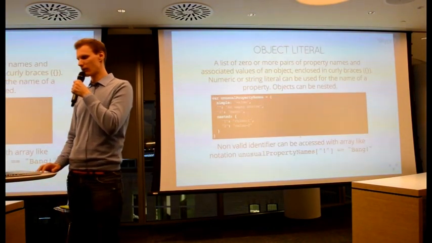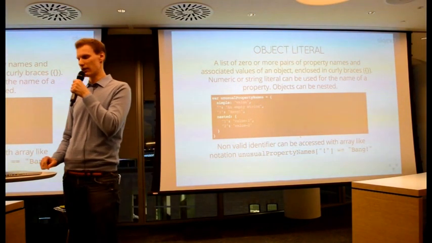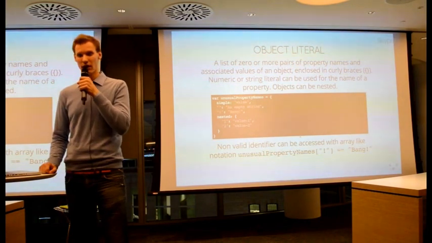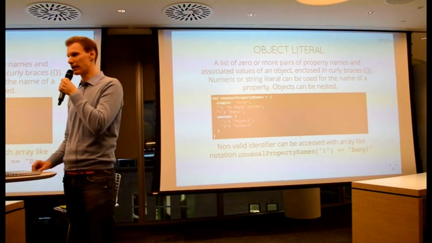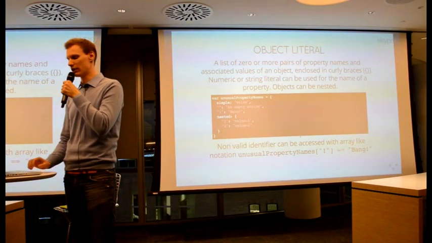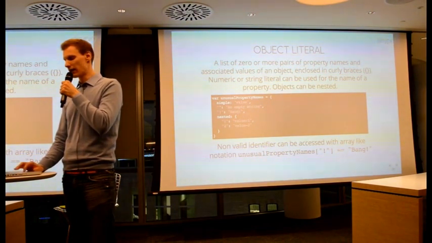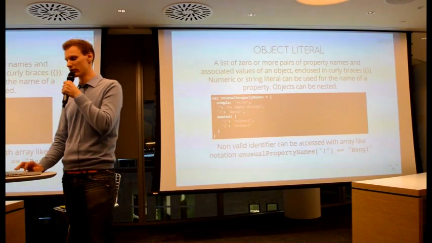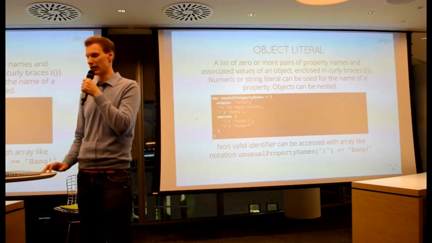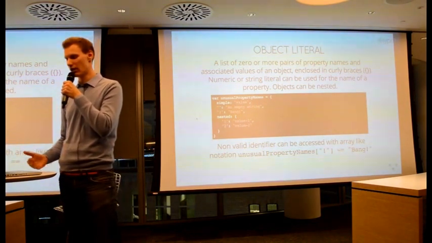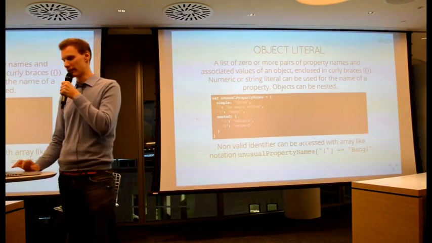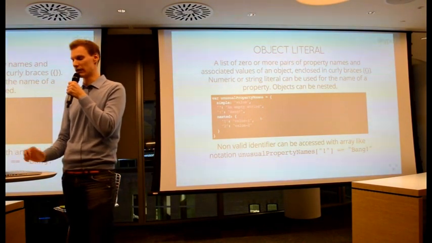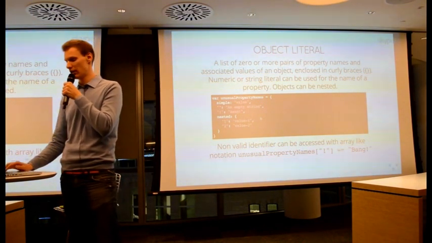Okay. The first and most simple way of creating an object in JavaScript is called object literal. Object literal is simply a list of key value pairs, and it could be nested as in this example, or you can also use non-valid identifiers like a string or an exclamation mark or a number, just by wrapping the value inside single or double quotes.